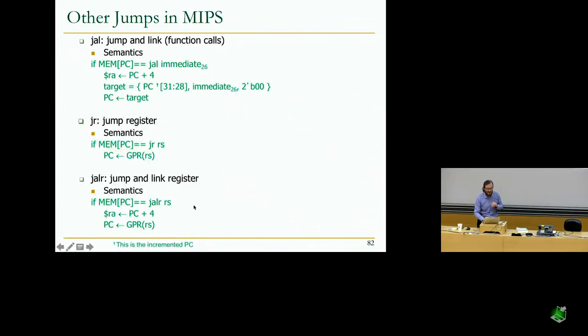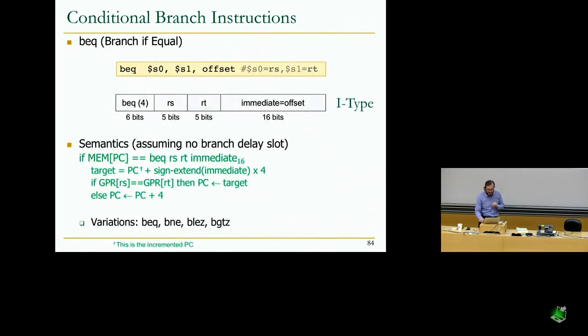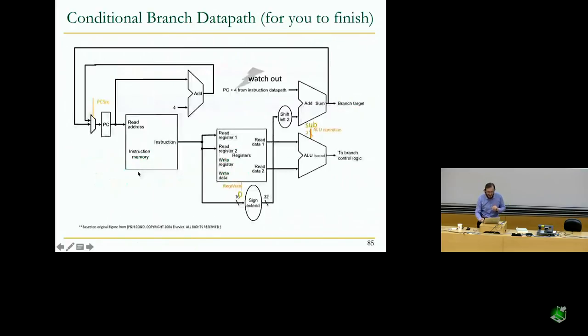These are different jumps in MIPS. There's also a MIPS cheat sheet that we've uploaded on the course website that summarizes all of the instructions in MIPS. Okay, we have conditional branch instructions. Let's take a look at how that is executed. As you can see over here, there's a branch delay slot in MIPS, which we're going to ignore for now. It's actually an interesting design choice that was made in the ISA, which is not considering future generations as much, but that's okay.